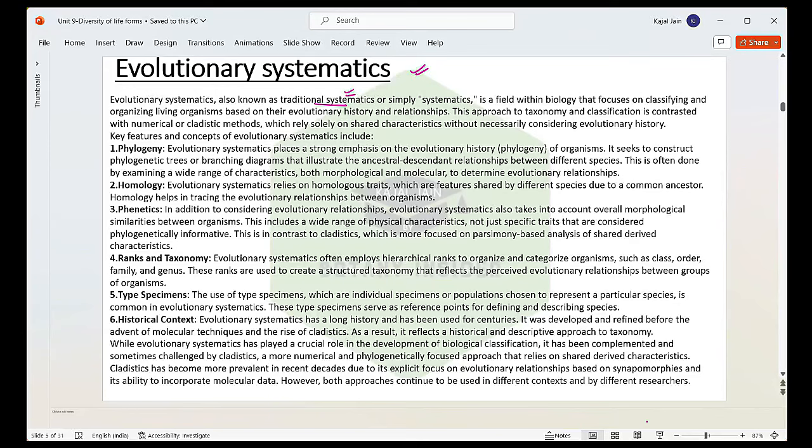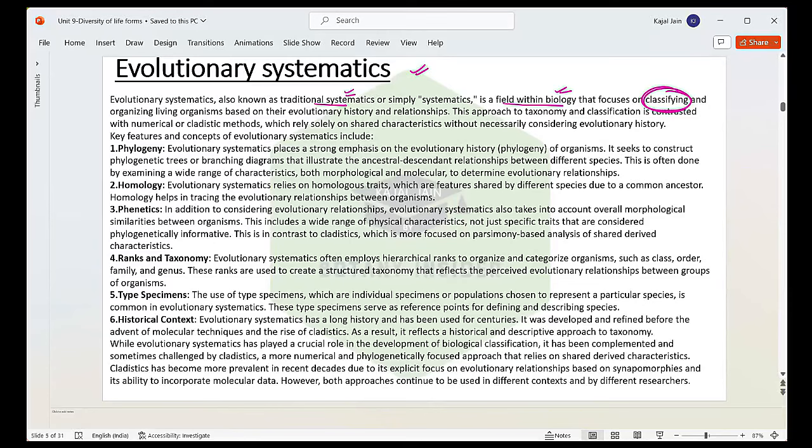What is it? It is a field within biology that focuses upon classifying and organizing the living organisms based upon their evolutionary history. Evolutionary history in the sense of at which point they diverged from each other, based upon divergent or convergent evolution, depending upon what environmental conditions prevailed around them, right? So this is what we actually do in evolutionary systematics.